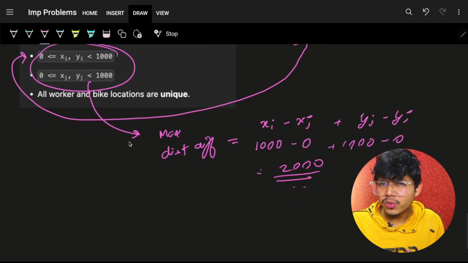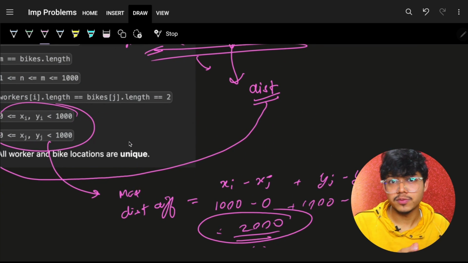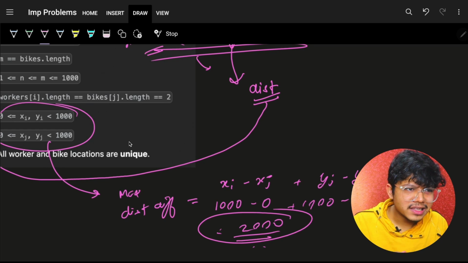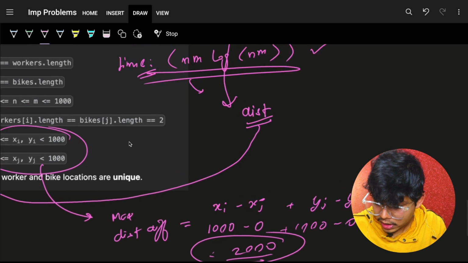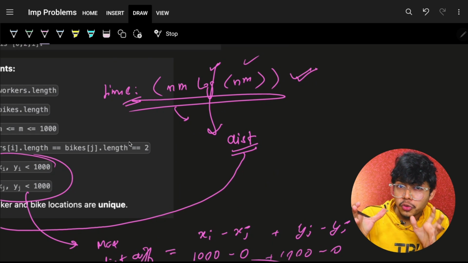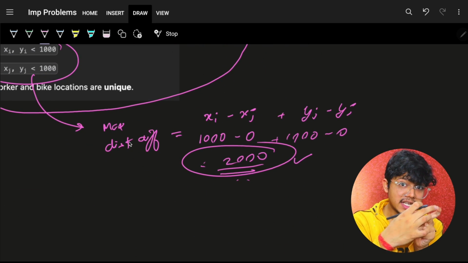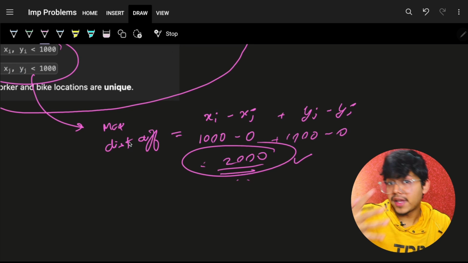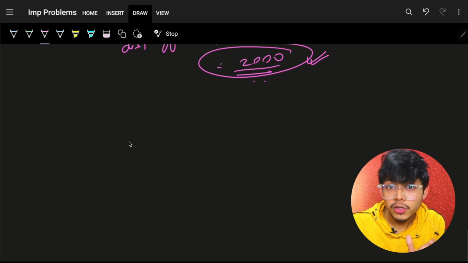So what I can do is, I know that the range of this distance is very small. So rather than making the entire pairs and then sorting them, I can use a different concept. When these numbers are less, then I can use a different sorting algorithm which can optimize our answer. So we will use a bucket sort.